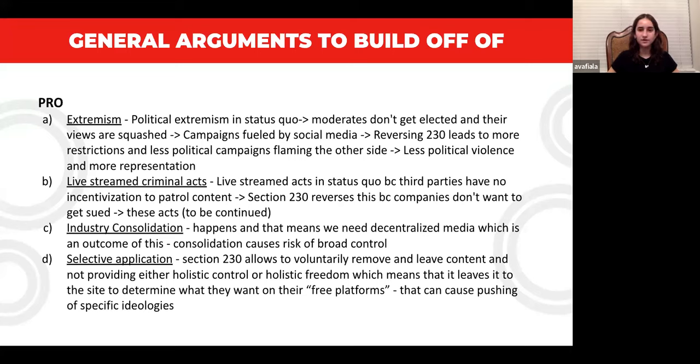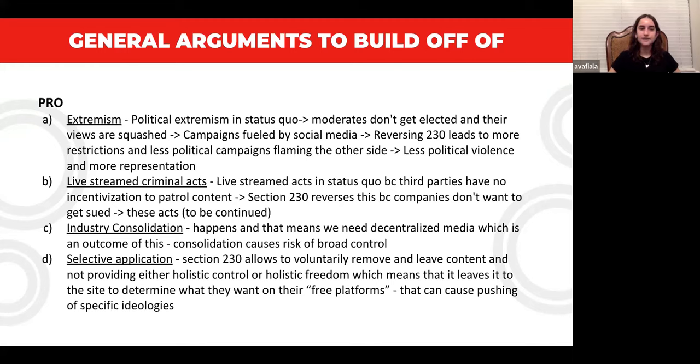But when you reverse 230, it leads to more restrictions and less political campaigns flaming the other side because there are crackdowns on the content being posted on these third-party platforms. And then obviously we're going to see impacts of less political violence and more representation, because we're going to have more third-party candidates and moderate candidates. Less political violence is good because then we're not seeing how during the 2020 election, the United States was in flames, literally and figuratively. We're not going to be seeing all that political violence and domestic terrorism, with attacks on the Capitol and on congressional candidates and stuff like that.